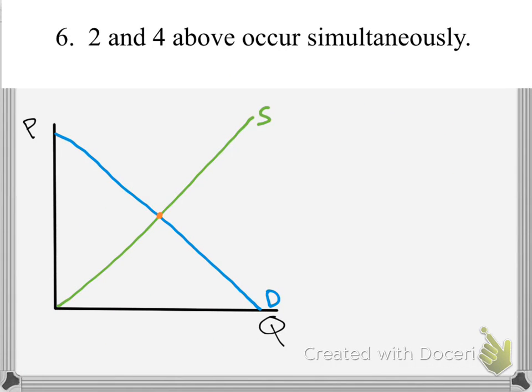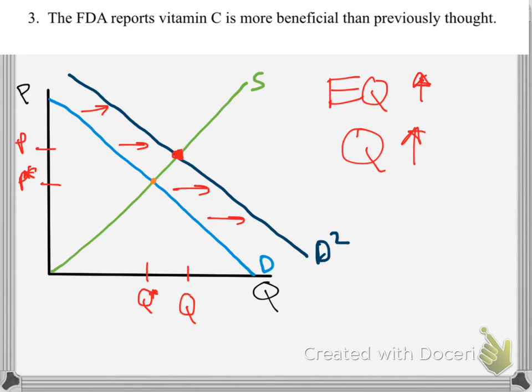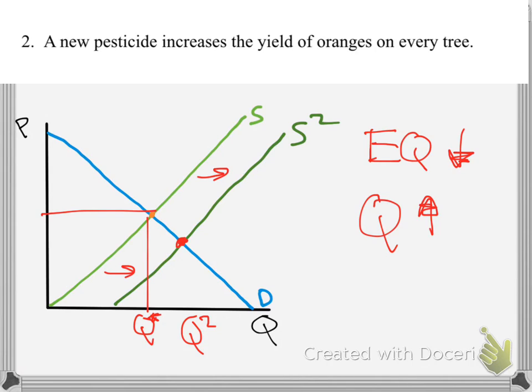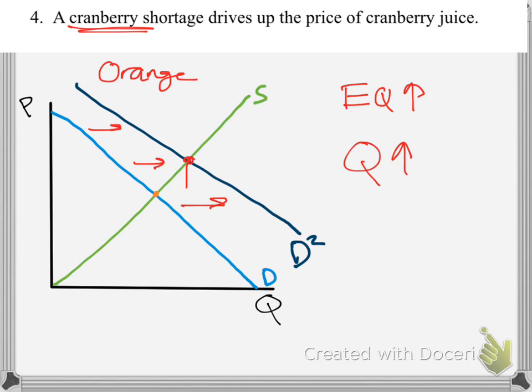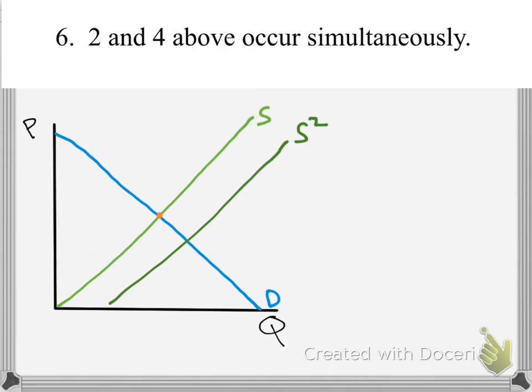Let's try this next one. 2 and 4 occur simultaneously. Okay, 2 was new pesticide increases the yield of orange. That was a rightward shift in supply. So let's draw that real quick. Rightward shift. And 4 was cranberry juice shortage, which was a rightward shift in demand. Boom. D2. Okay, so what happened? Well, you could have an equilibrium point here, here, and here.